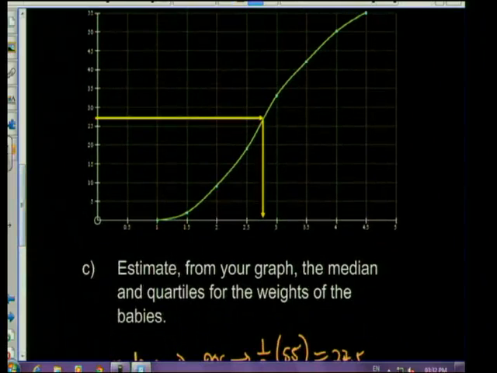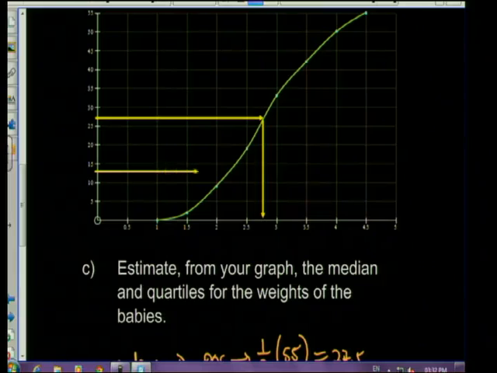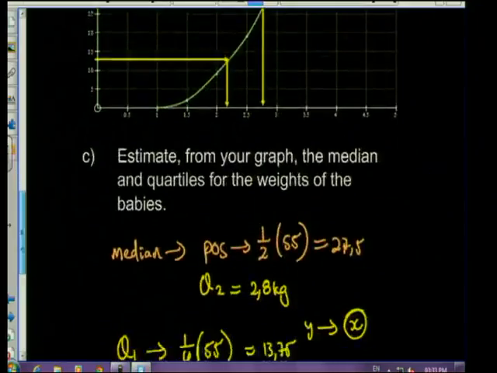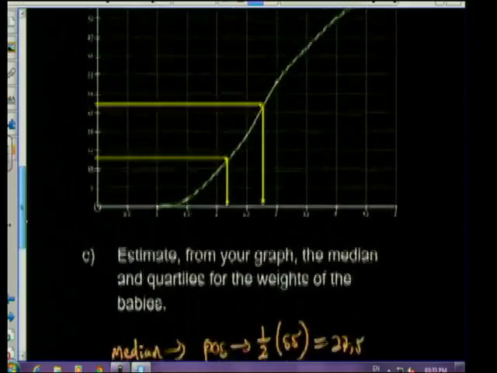13.75, it's a little bit over halfway. Remember, this is a quarter of your data values, and then if I read down, I'm going to have to say that is about 2.2. It's a little bit less than halfway. Halfway is 2.25, so I'd say roughly 2.2. Okay, and then I'm just going to read off.